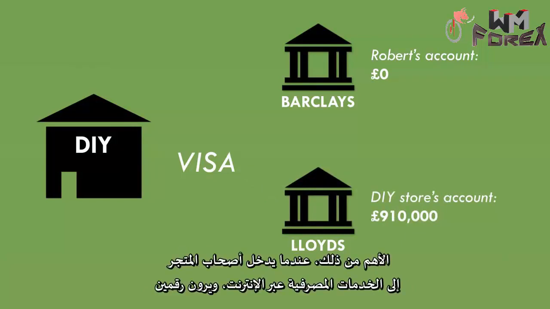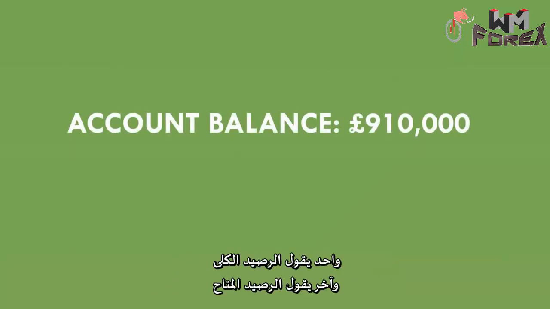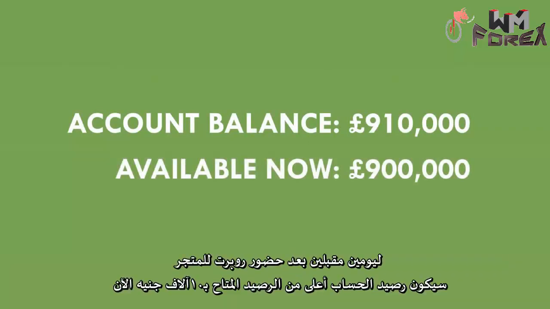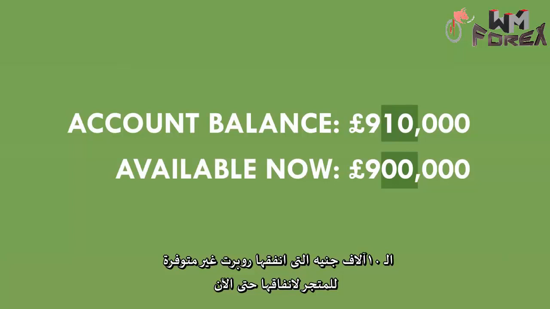However, importantly, when the owners of the DIY store log into their internet banking, they see two figures. One says account balance and the other says available now. For the next couple of days after Robert's come into the shop, the account balance will be £10,000 higher than the available now balance. The £10,000 that Robert has spent isn't available to the DIY store for them to spend just yet.